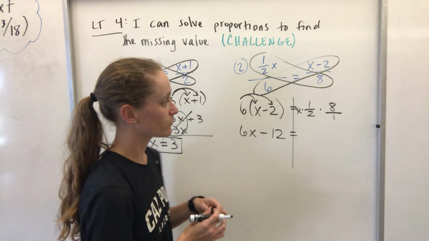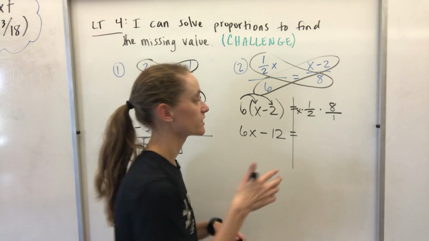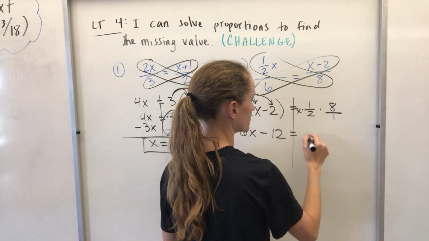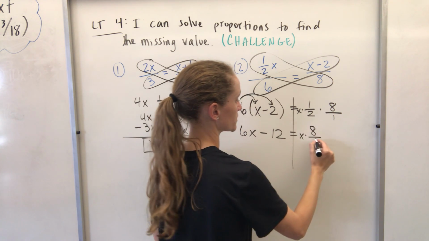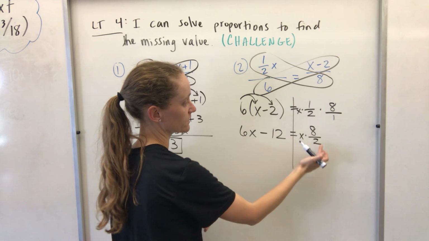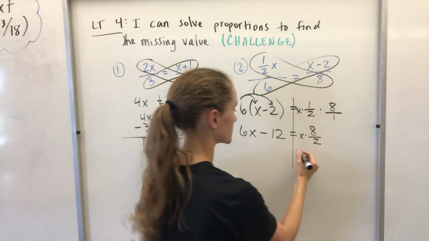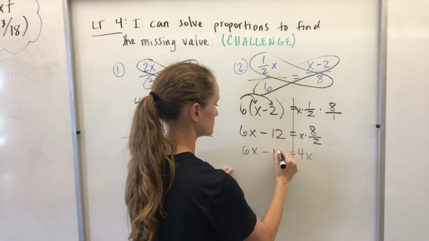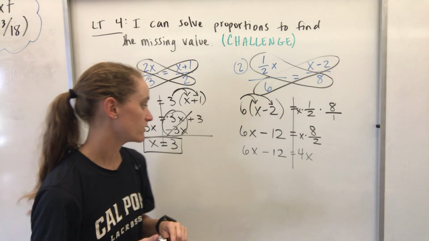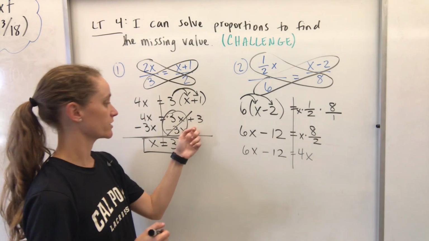And then over here, remember when you multiply fractions, you just go straight across. So 1 times 8 is 8. And then 2 times 1 is 2, and then 8 divided by 2 is 4. So basically this just ends up being 4x. And then we have the same idea that went on over here.